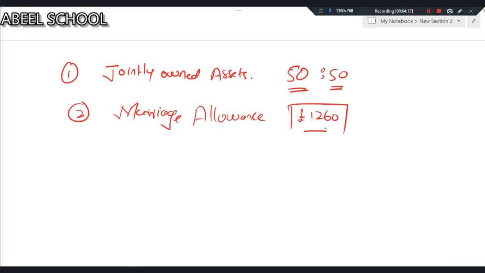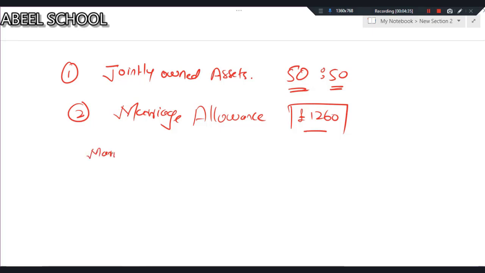How it works, we'll come to that. But let me tell you the condition. This marriage allowance is only available when husband and wife both are basic rate taxpayers.